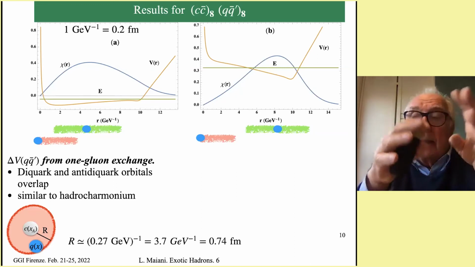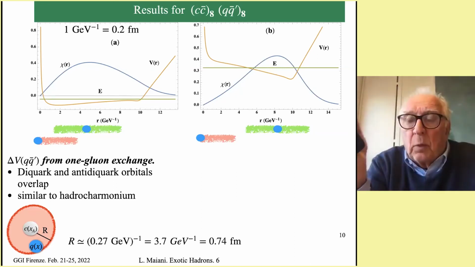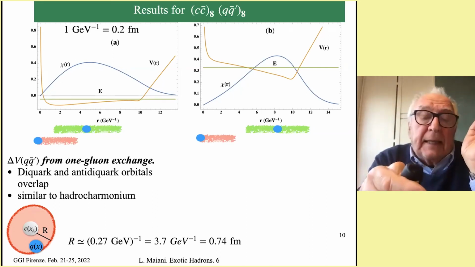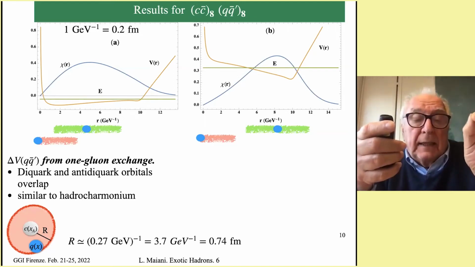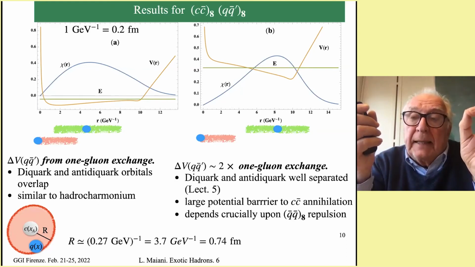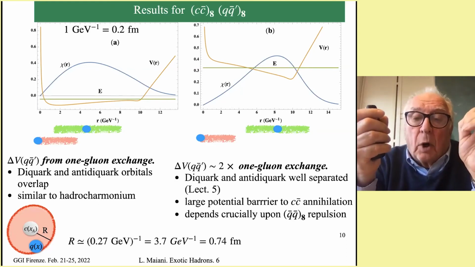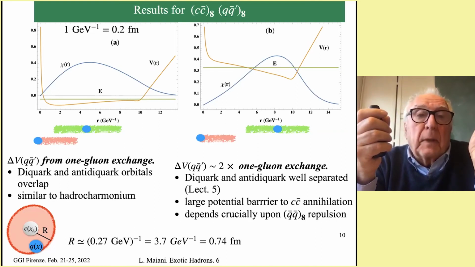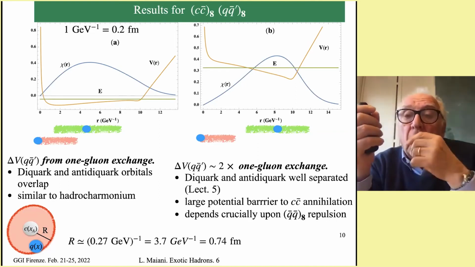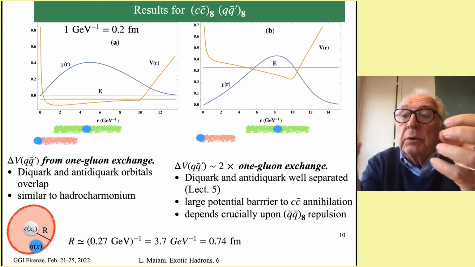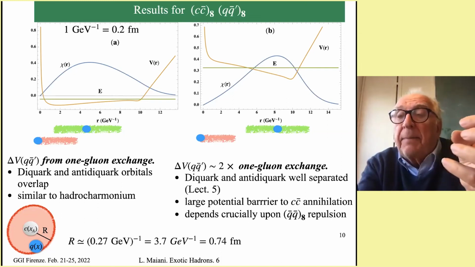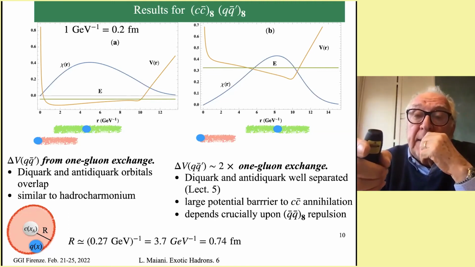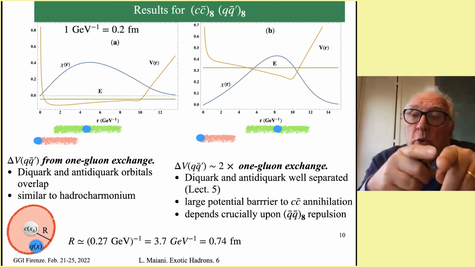And there is no separation between the diquark and the anti-diquark. They are essentially intermixed. However, an interesting thing happens if you increase the repulsion between the quark and antiquark, the QQ bar interaction. And that is the figure on the right hand side. You see that the diquark and the anti-diquark have been separated. And now there is in fact a barrier for the two charm to overlap.